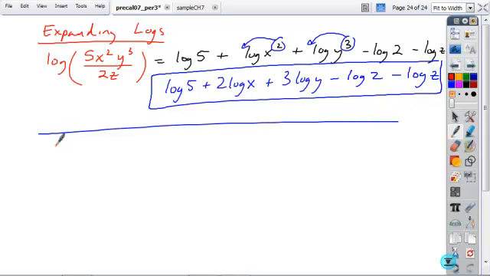All right, see if you can expand the following. And just take a moment or two and see if you can expand this one on your own. Is it reconnecting for everybody? Okay.